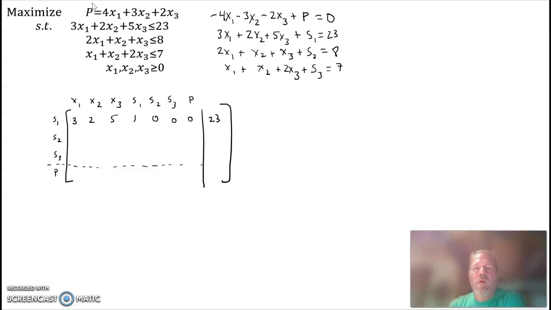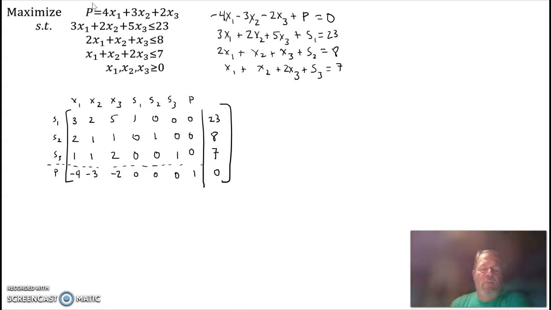Next one is 2, 1, 1, 0, 1, 0, 0. No S1. There's one S2. No S3s. No Ps. And that's equal to 8. And the final one is 1, 1, 2, 0 S sub 1s, 0 S sub 2s, 1 S sub 3, 0 P's, and that's equal to 7. And then we put the objective function on the bottom, negative 4, negative 3, negative 2, and 0, 0, 0, 1. P is one of those P's, and that's equal to 0.